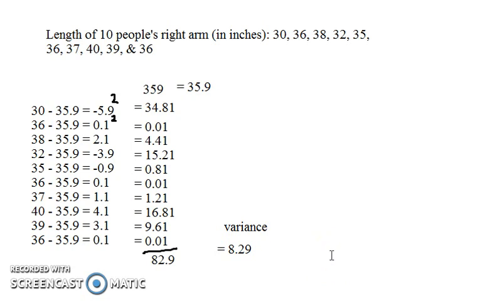Now, all you do to calculate the standard deviation is to take the square root of your variance. So the square root of 8.29 is 2.88, and I round it off to 2 decimal places. Alright, so that's calculating the standard deviation.